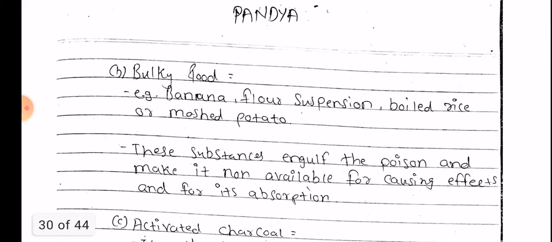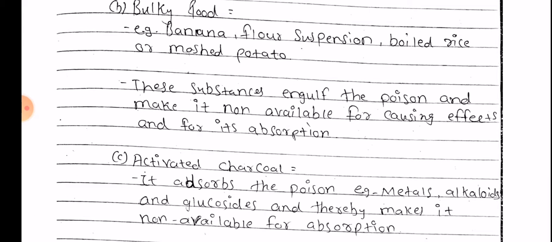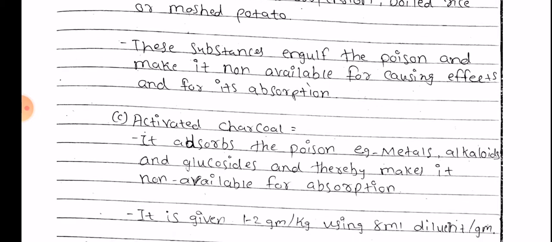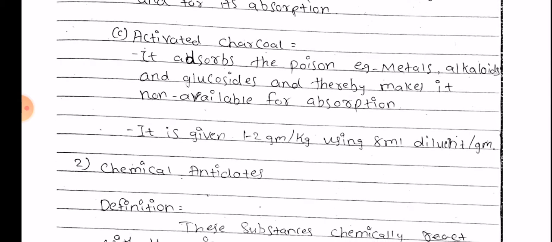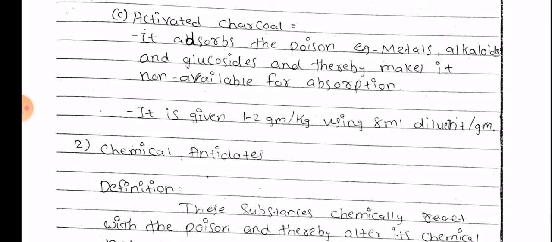Demulcents are contraindicated in phosphorus, phenol, organophosphorus, and kerosene poisoning, as these are soluble in oily substances. Bulky food, for example banana, flour suspension, boiled rice, or mashed potatoes. These substances engulf the poison and make it non-available for causing effects and for its absorption. Activated charcoal adsorbs the poison, for example metals, alkaloids and glucosides, and thereby makes it non-available for absorption. It is given 1 to 2 grams per kg body weight using 8 ml diluent per gram.